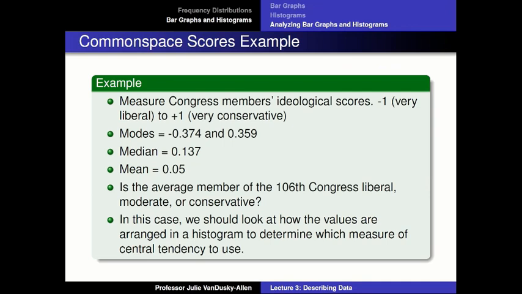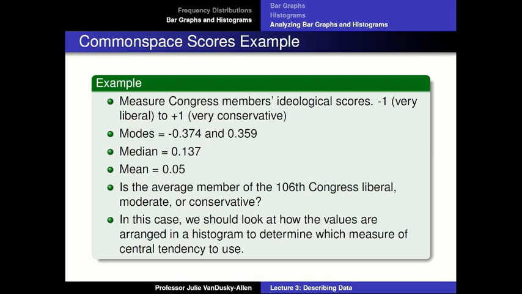Now I will use the common space scores example from the beginning of the lecture to show you how to apply what you have just learned from Lecture 3, Parts 1 and 2 to analyze a real-world variable. Recall that common space scores measure Congress members' ideological scores. They range from -1, very liberal, to 1, very conservative. As such, they are ordered and continuous, but they do not have a true zero, so common space scores are interval level. Hence, we could use the mode, median, or mean to describe this variable.